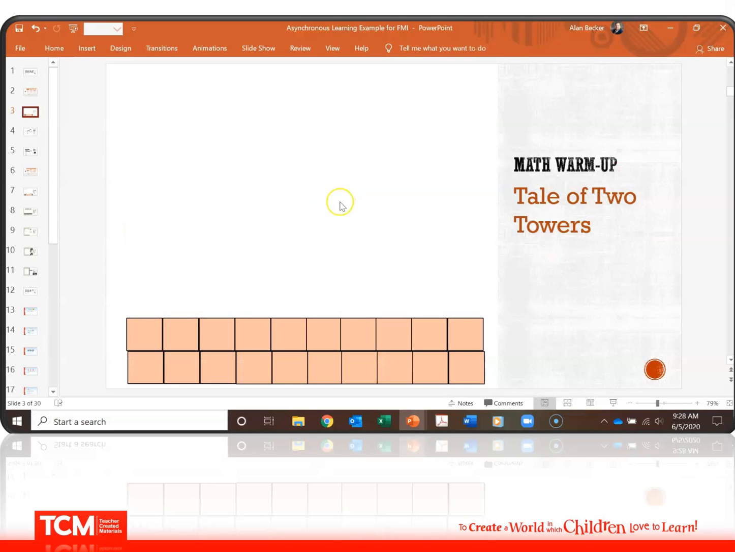So we're going to begin today's lesson with our math warm-up. And like I said earlier, I call this Tale of Two Towers. So basically what we're going to do is I'm going to show you what it is that I'd like for you to do, and then I'm going to give you an opportunity to do this at home.